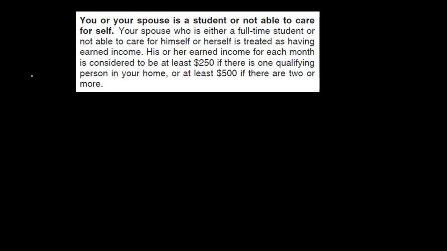Your spouse who is either a full-time student or not able to care for himself or herself is treated as having earned income. His or her earned income for each month is considered to be at least $250 if there is one qualified person at home, or at least $500 if there are two or more.